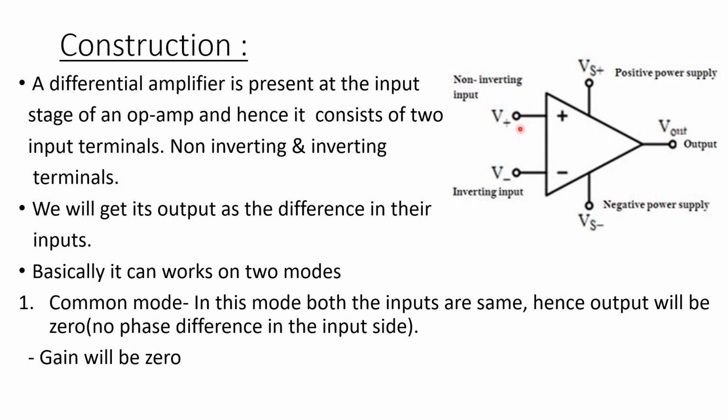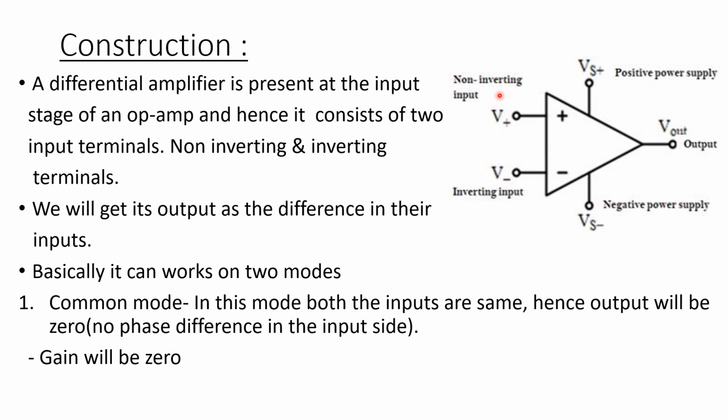If you give a sine wave to the non-inverting input, the output has the same phase. And if we give an alternating current AC signal to the inverting input terminal, then its output will be 180 degrees out of phase with the input. Okay, that is the difference between the non-inverting and inverting terminals.